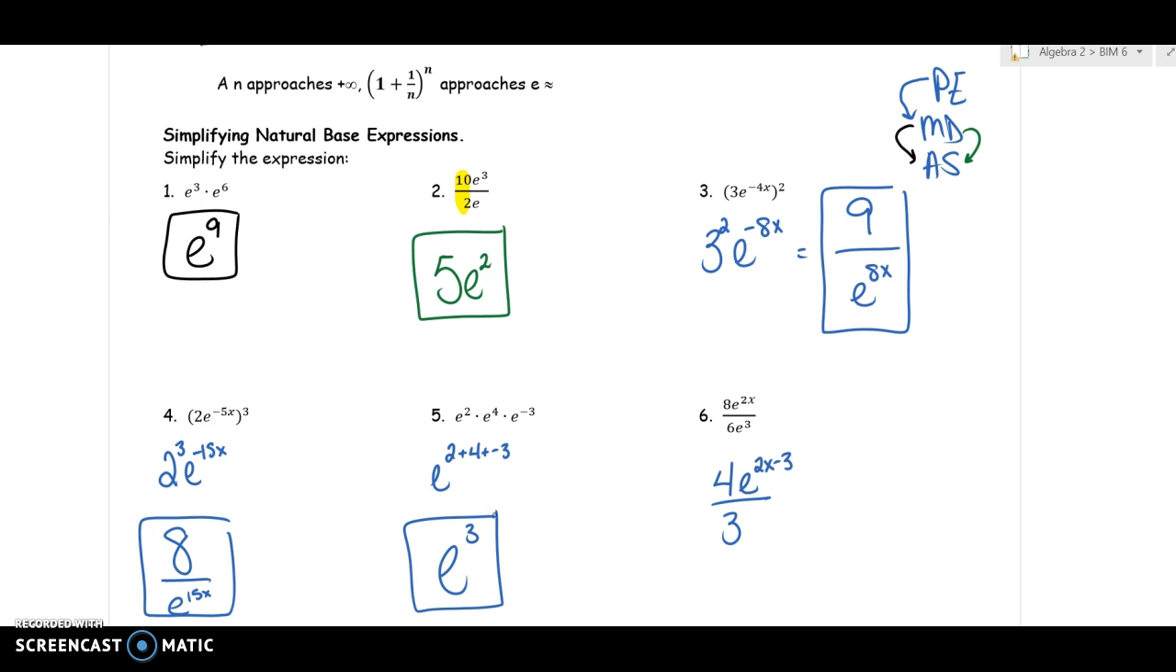And number 6, we start by simplifying the fraction 8 over 6, that's 4/3. And then we subtract the 2x and the 3. But can you actually subtract 2x and 3? No. So you have 4e to the 2x minus 3 over 3, and that's it. That's all you can do.